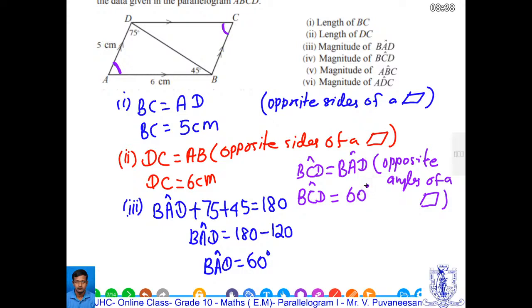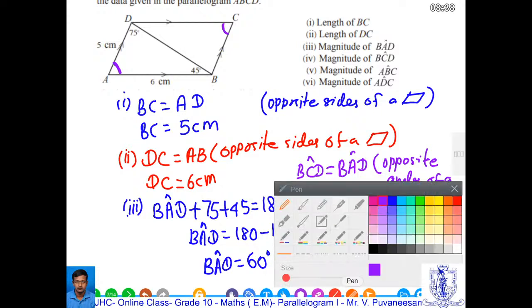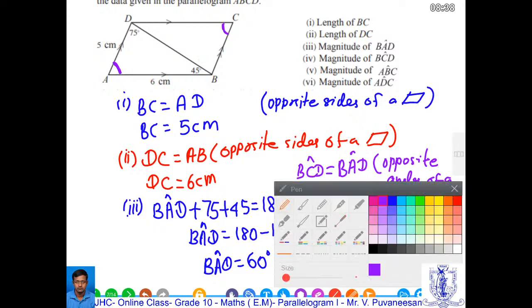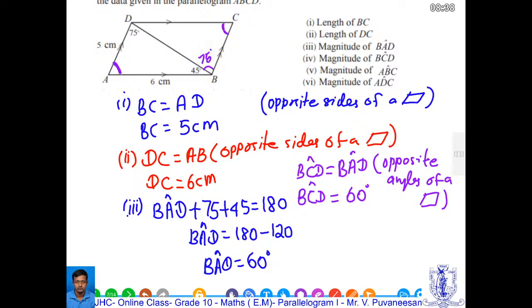Next one, magnitude of ABC. Look at the diagram, look at the figure here. These two lines are parallel, BC and AD are parallel. This is a transversal DB, so here there is an alternate angle. These two are alternate angles, 75. So if this is 75, this becomes 75.